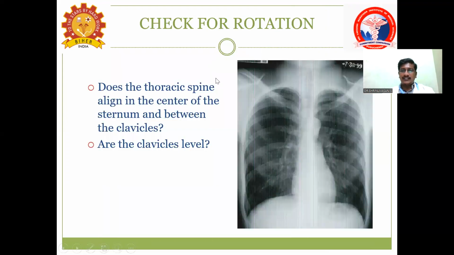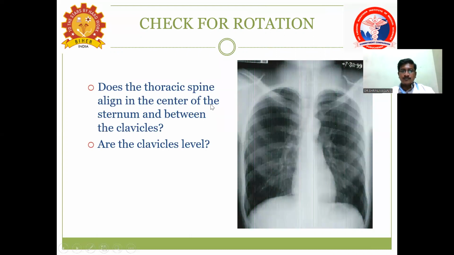So how to check the rotation? You have to see the midline here. You are seeing the trachea and the middle of the vertebra, and you are seeing the medial aspect of the clavicle on both sides. The center and the medial aspect of both clavicles should be equidistant. If it is more on the right side, the patient is rotated towards the right. If it is more towards the left side, the patient is rotated towards the left. Then on the contralateral side, the distance and the space will be more.